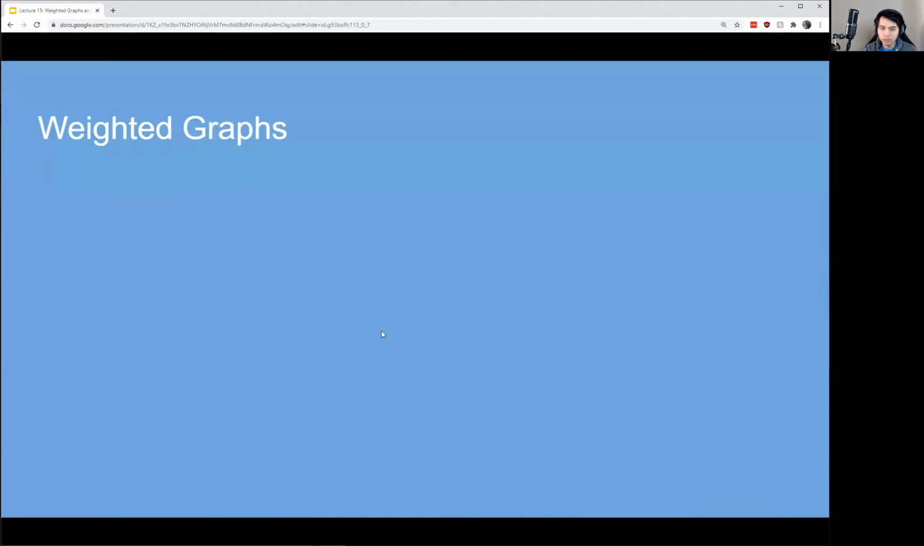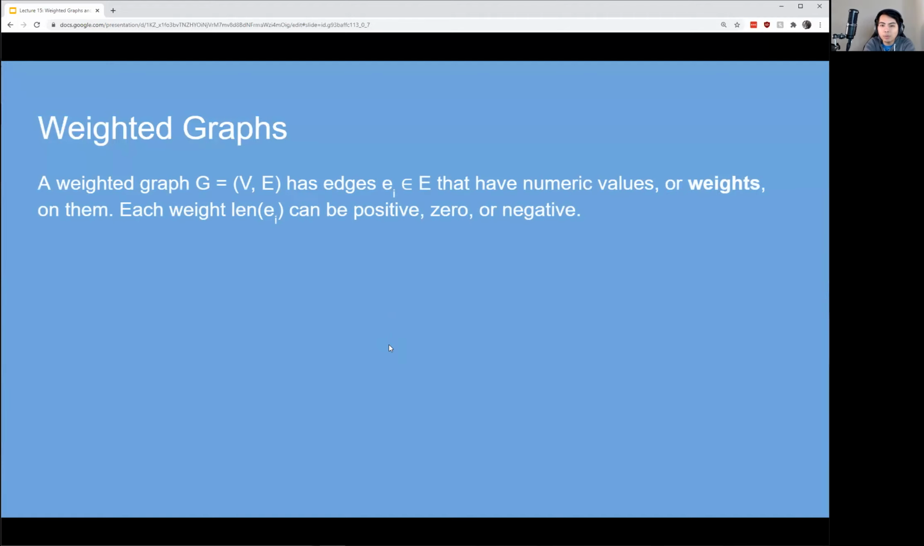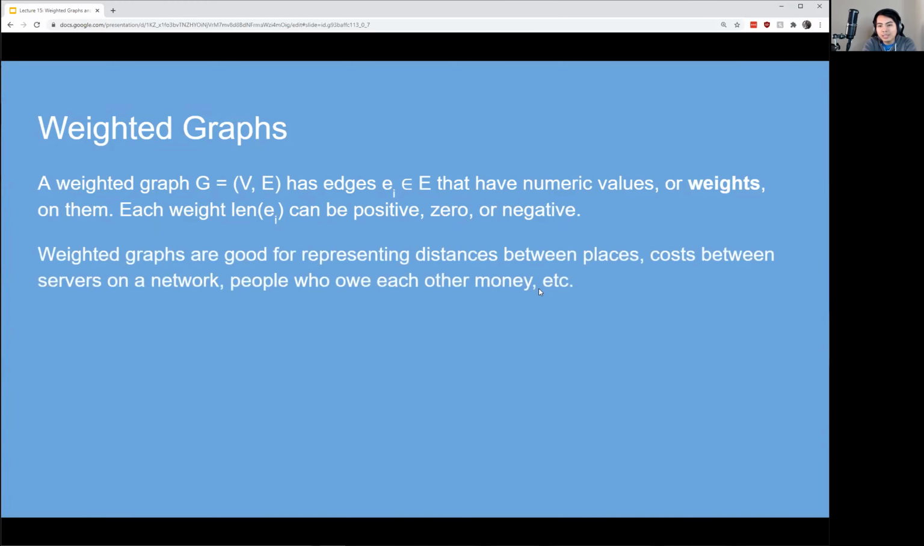All right. So let's start with weighted graphs. The big idea around weighted graphs is that you have a normal graph. So it has some vertices, it has some edges. And each of the edges now has a weight on it. In other words, it has a number associated with it. And that number could be positive, negative, or zero. This is useful for representing distances between places, costs between servers on a network, people who owe each other money. So any sort of relationship in a graph that requires some sort of numeric value assigned to each edge can now be represented using a weighted graph.